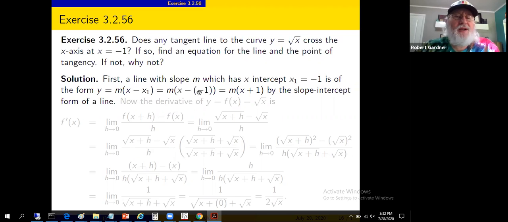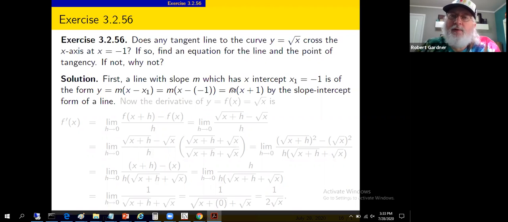Well, a line with slope m, which crosses the x-axis at -1, that means it's got an x-intercept of -1, would be of the form y equals m times x minus x sub 1, slope-intercept form of a line. Here, we want the intercept to be -1, so this leads us to a line of the form y equals m times x plus 1. If it has a tangent line that crosses the x-axis at -1, it's of the form y equals m times x plus 1. How are you going to find m?